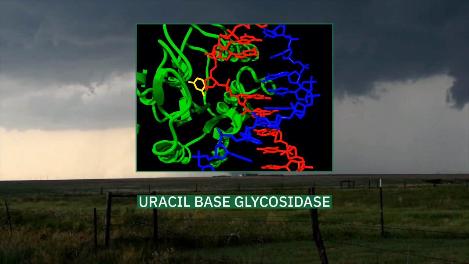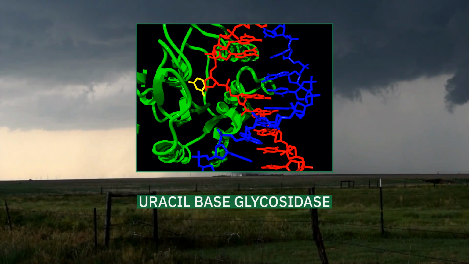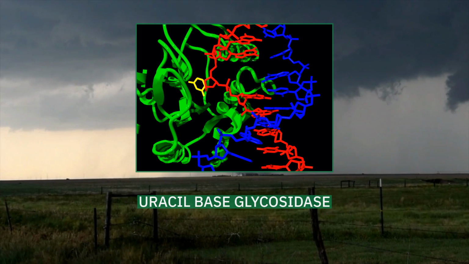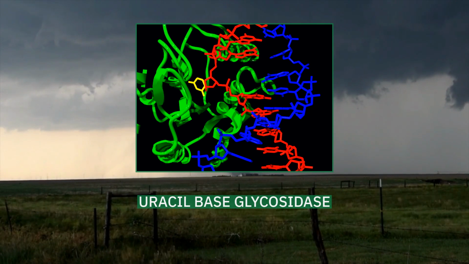Enzymes called AP endonuclease nick the damaged DNA backbone at the AP site. DNA polymerase then removes the damaged region using its 5' to 3' exonuclease activity and correctly synthesizes the new strand using the complementary strand as a template. The gap is then sealed by the enzyme DNA ligase.